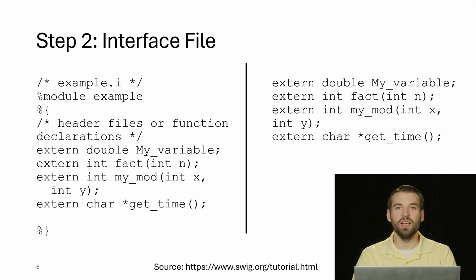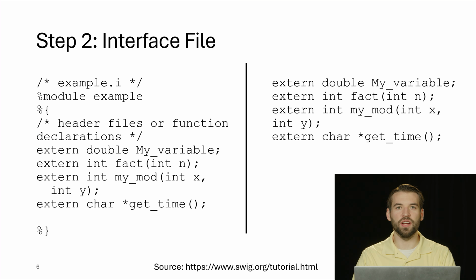For the first part, on the left, you can see that there's this module syntax, and then there is a list of function declarations. These can either be function declarations, or more commonly, for larger projects, you can include header files here. The point of this part of the program is to essentially declare all of your functions to SWIG so that it knows the total space of available functions that it has.